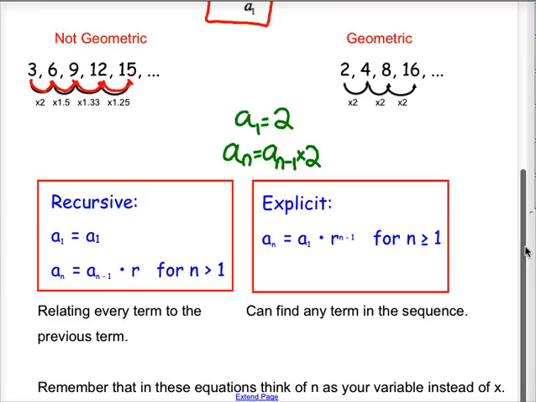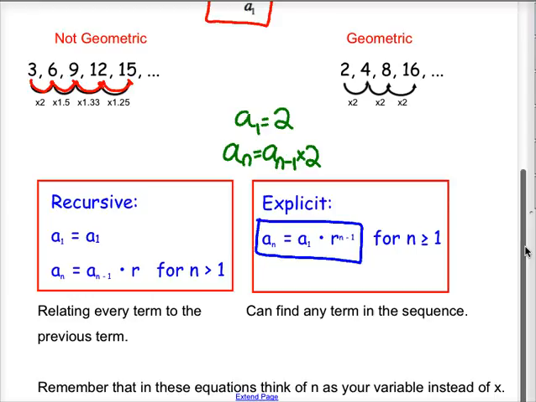Okay? So again, recursive, usually really easy. Just state what the first term is and then state what you're doing. And in geometric, you're multiplying. So here I'm multiplying by 2. For the explicit formula, so this is the one again, in the end we're going to be using more often, all you do is plug in the pieces.